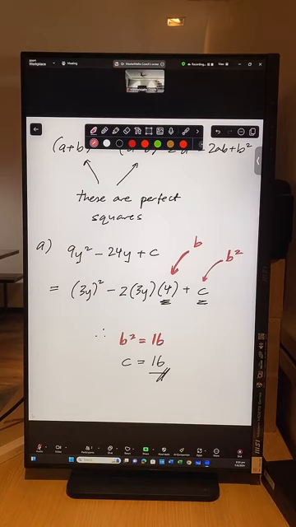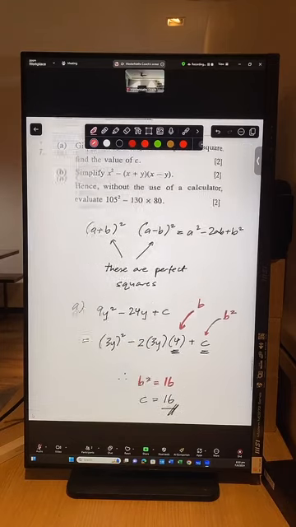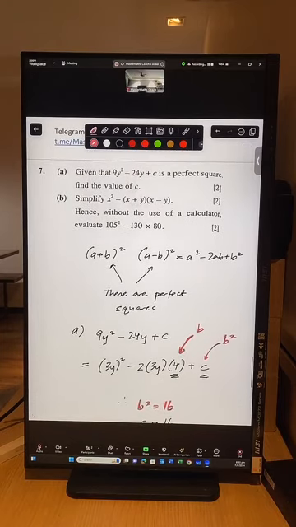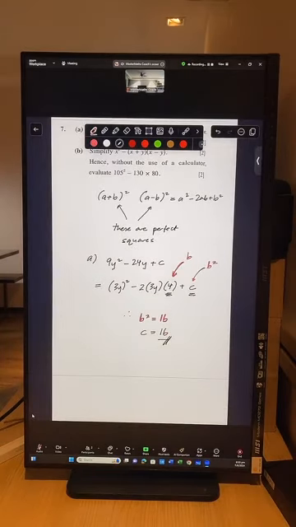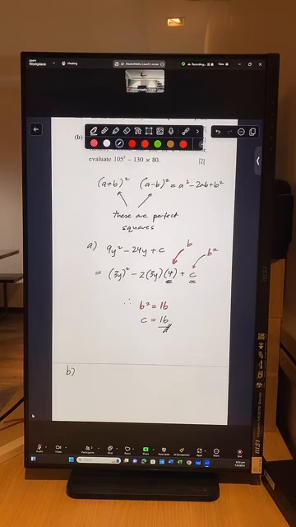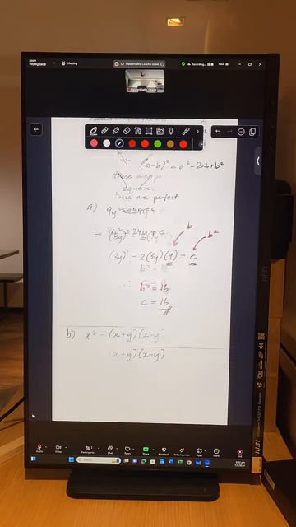Okay, guys, so let's move on to part B. Part B, they tell us to first simplify that. For simplifying that, you get 2 marks. So that's quite easy, right? I think everybody should be able to simplify. So let's do that. Simplify x squared minus x plus y, x minus y.